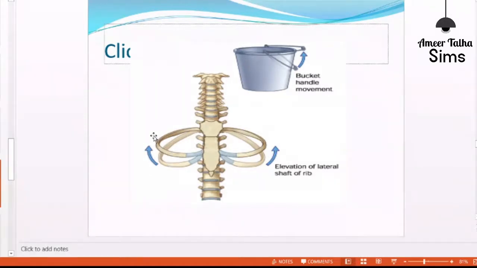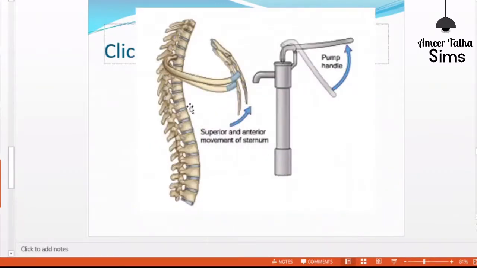ठीक है, so इससे क्या होगा कि transverse diameter increase करेगा, because in the normal position this was the shaft of the rib, and when they contract they move up like the handle of a bucket. So the lower 6 ribs or lower 5 ribs move by the bucket handle movement. और जो upper six ribs हैं which are directly connected to the sternum, जिस वक्त इनको मसल कॉन्ट्रैक्ट करके upward pull करेंगे, the body of the sternum would be moving along with that. ठीक है, and this movement is similar to the pump handle.